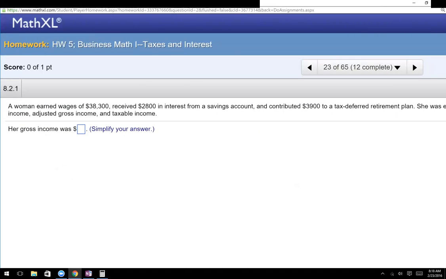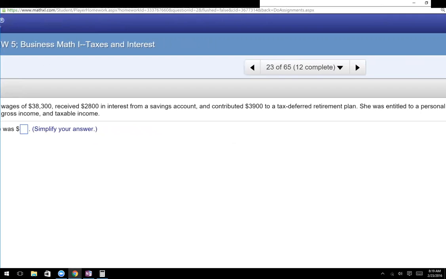So before we go on, let's just talk real quick about that. Basically, you pay taxes on what you make. Part of what you make is any interest you earn. So the $2,800 is going to get added into her income, unless you have something that's tax deferred. So tax deferred doesn't mean you don't pay taxes on it. It means you don't pay taxes on it right now. So later when she retires, then she'll pay income tax on it as she retires.